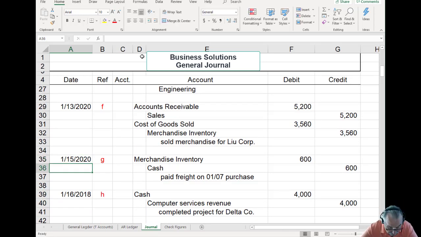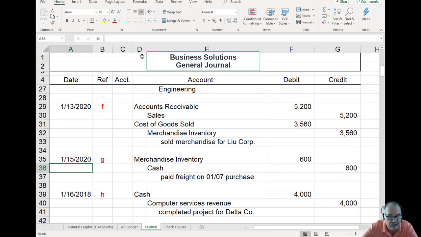Transaction G, on the 15th, the company paid $600 cash for freight charges on the merchandise purchased January 7th. Because the transaction on the 7th was FOB shipping point, we, Success Systems, are responsible for the freight. Here's something to keep in mind. Whenever we purchase freight for inventory, we put it in the merchandise inventory account.